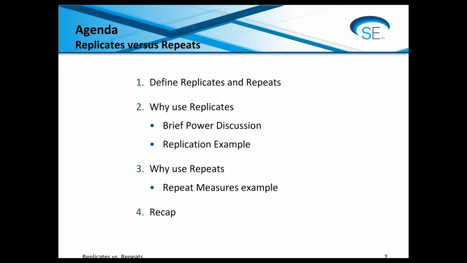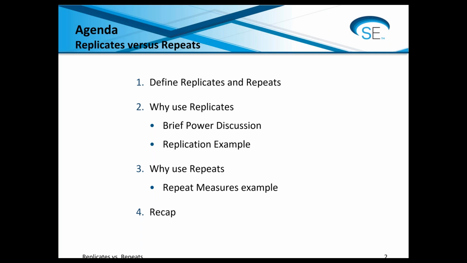So what we'll be going through today is we'll talk about the difference between replicates and repeats. When we talk about replicates, we're talking about replicating a run in your designed experiment. When we talk about repeats, we're talking about repeating a measurement at a single run. Okay, so why would you want to use replicates where you replicate the whole run? We'll talk about the reason why, and we'll bring in a brief discussion of power, and then we'll have an example showing how to use a replicated design.